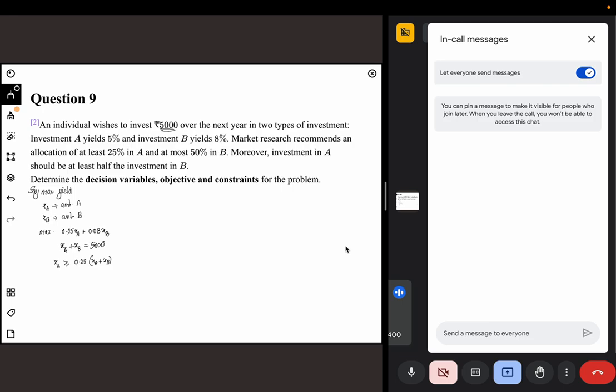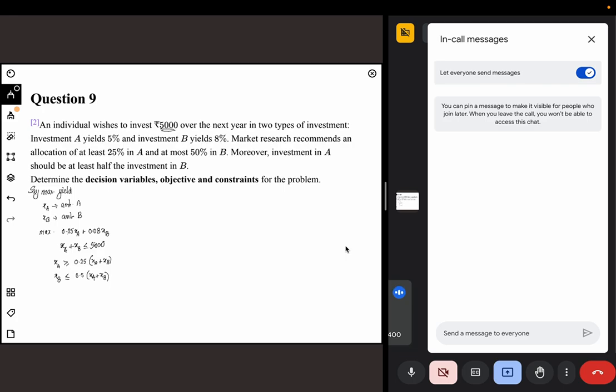Or you can put it your way, just substitute 5,000 here. You just go with something like this. So this is the maximum amount that you want to invest, but you can always invest less. It's up to you. And then you have XP. It says at most 50% in XP. So XP should always be less than or equal to 50% of whatever total amount you're investing.